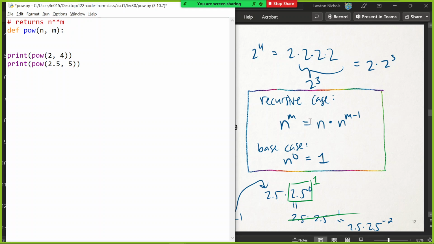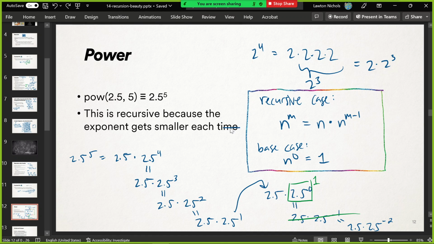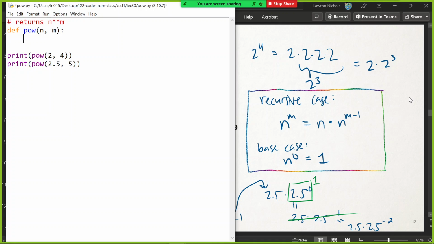Okay, so the job of a recursive function is to figure out first what case it's in. Are we in the recursive case or are we in the base case? So how do you know you're in the base case? Well, it looks like it's your second parameter. You check that. Is that 0 or not? So if m is 0, that means we're trying to take something to the 0th power.